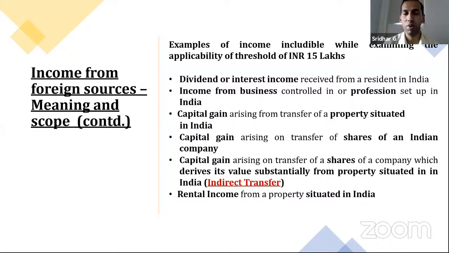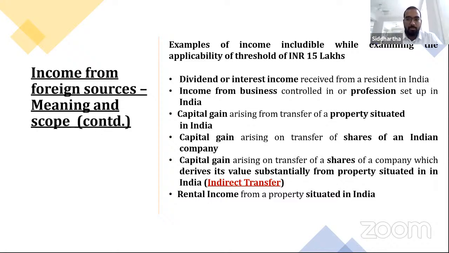For the purpose of determining the threshold of 15 lakh, I should add up all this and then arrive at the 15 lakh. In case after summing up all these heads of income I don't reach the limit of 15 lakh, then I may not be impacted by the amendment which has happened recently.